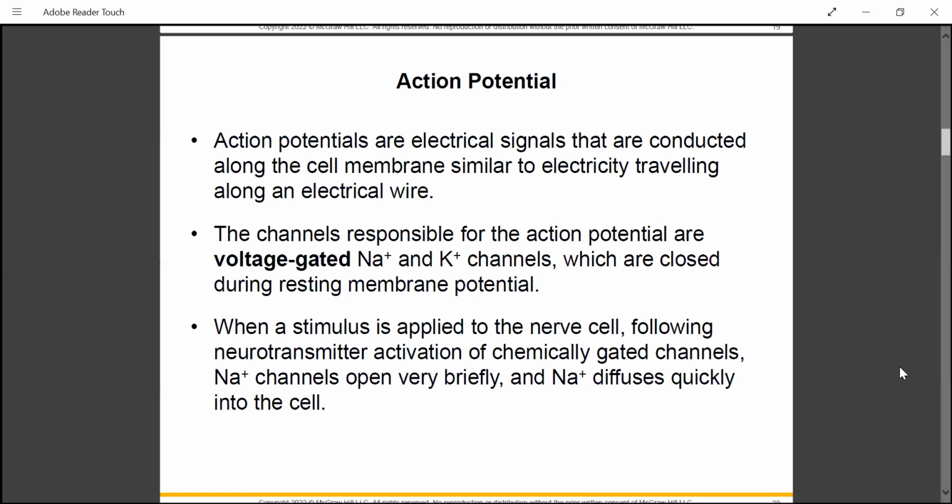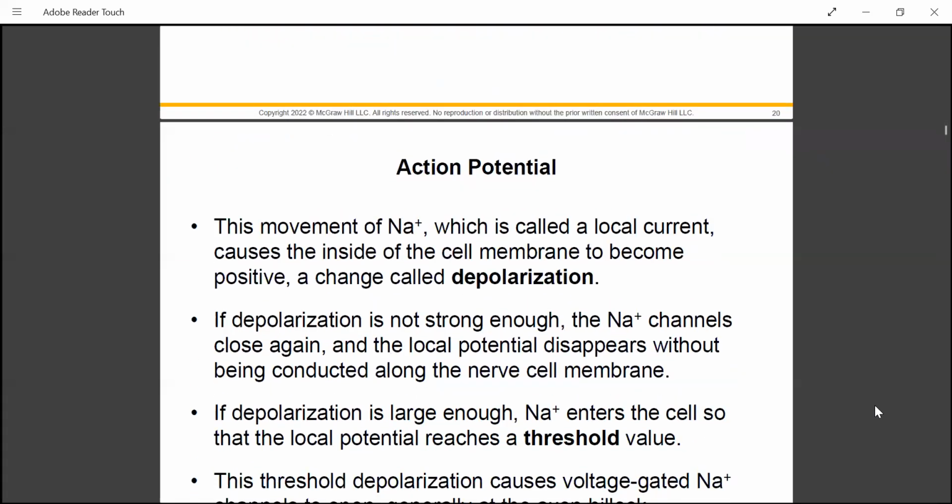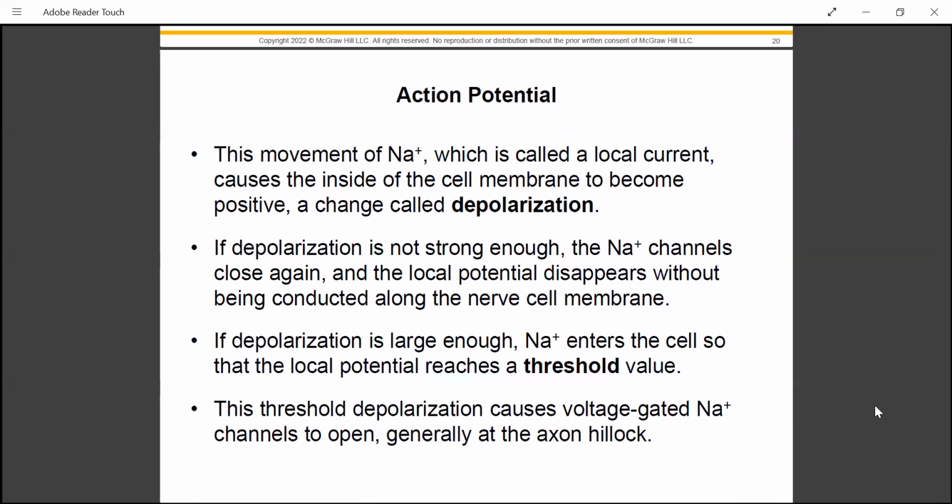So when the stimulus gets there, our sodium channels are going to open for a brief moment, and that sodium that's at a high concentration on the outside of the membrane is going to rush into the cell. It's going to quickly diffuse. So the movement of that sodium into the cell is going to create a local current at that exact section where the sodium is rushing in. And that is going to now change the inner part of our cell that was at a negative charge, it is now going to become a positive charge. So we call that depolarization.